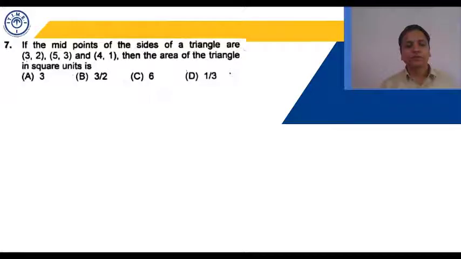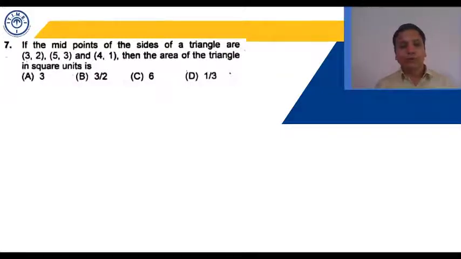Question number 7. If the midpoints of the sides of a triangle are (3, 2), (5, 3) and (4, 1), then the area of the triangle in square units is to be found.